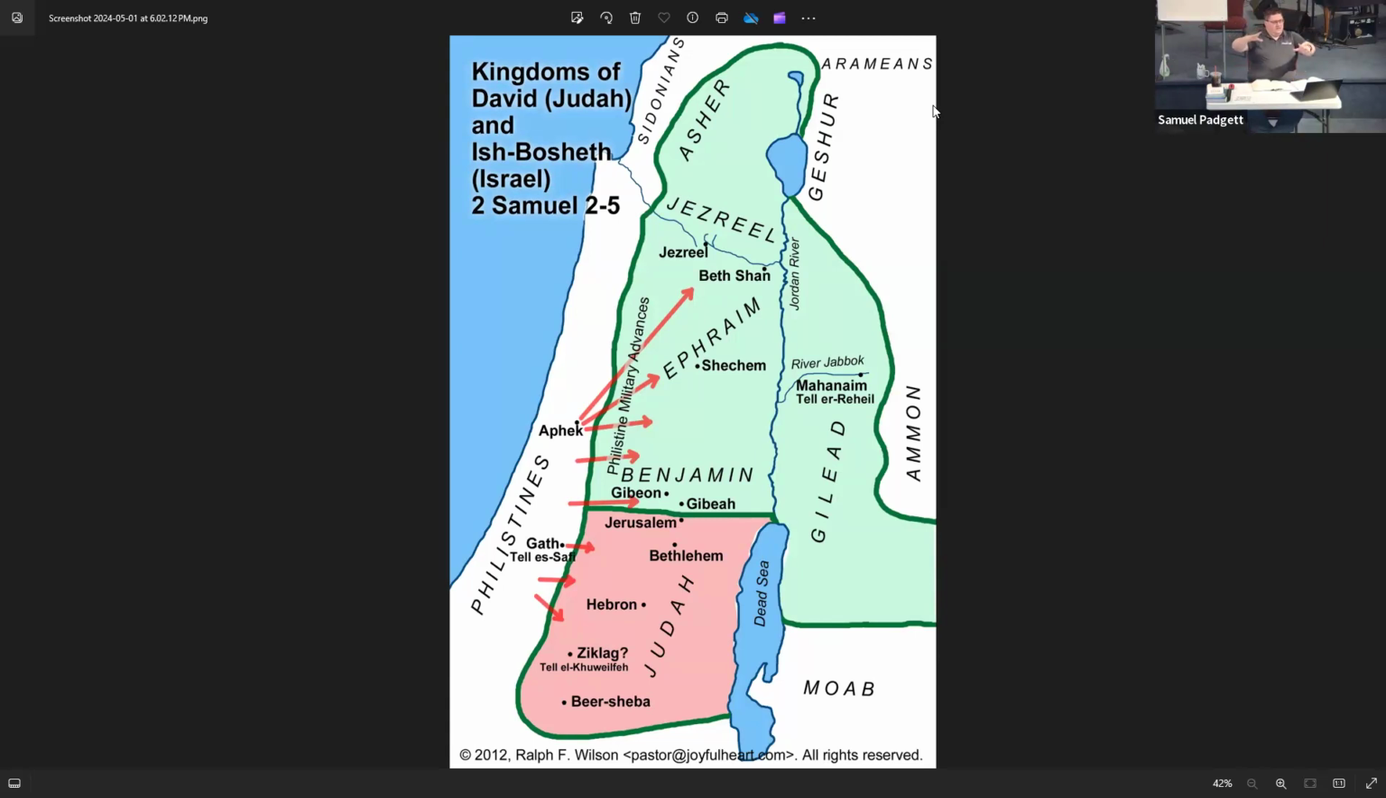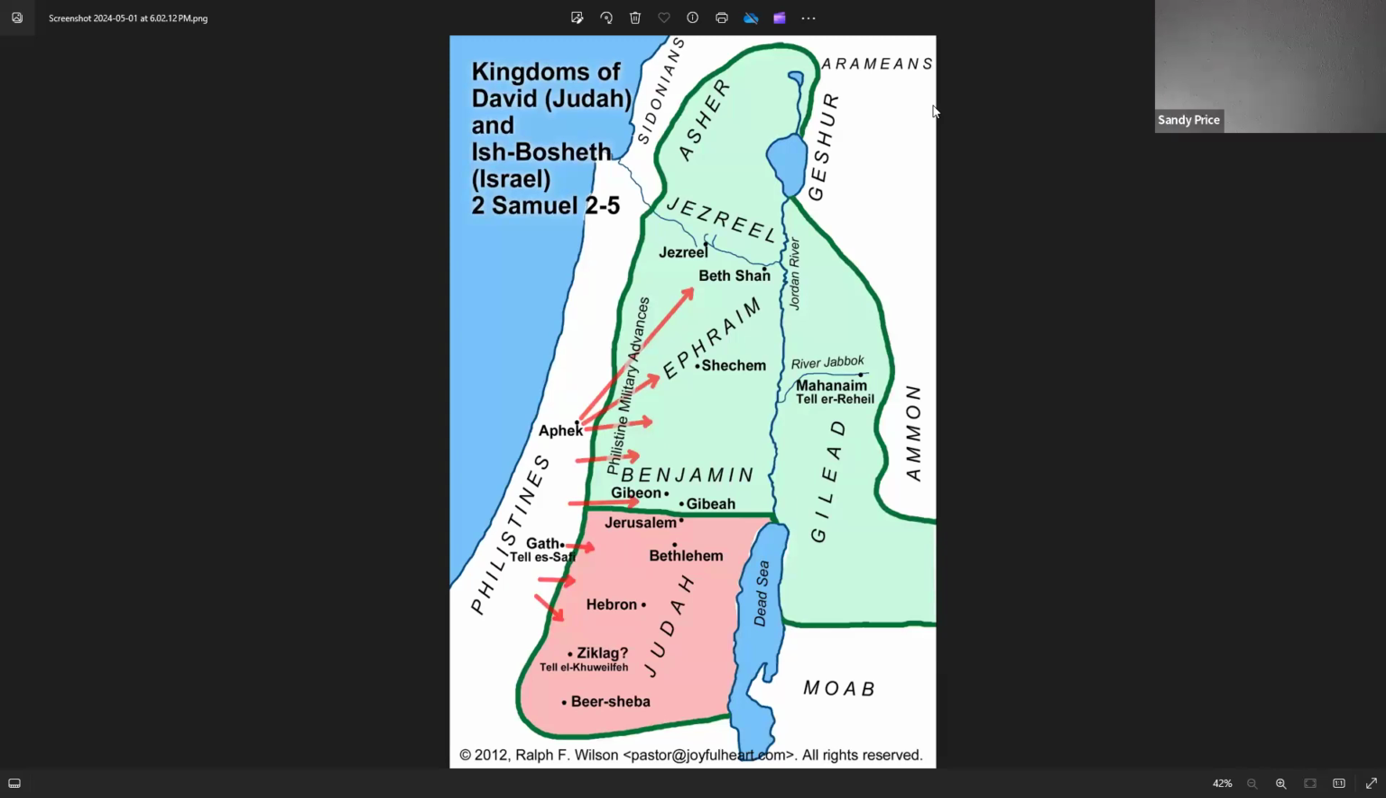So this is the nation of Israel at the time of David. This is what it looked like when he first starts to rule. In the pink area is the tribe of Judah that David is ruling over. The green area is the rest of the tribes of Israel. Do you see a problem with this? Jerusalem's in the green part, right? Jerusalem is actually not in the green. It's right at the very top of the pink.